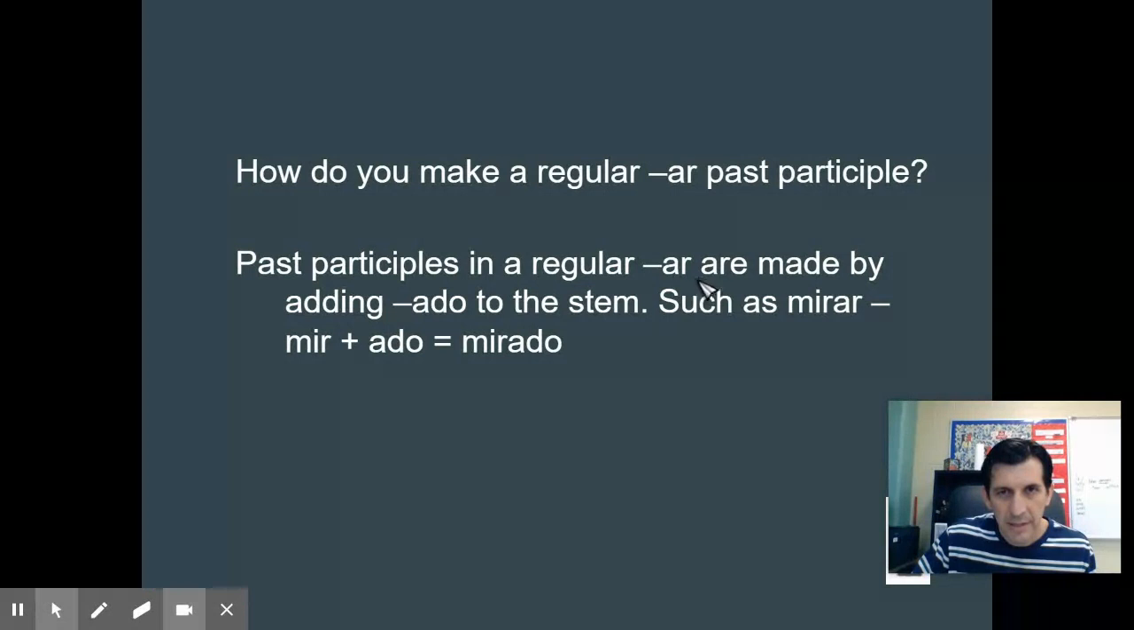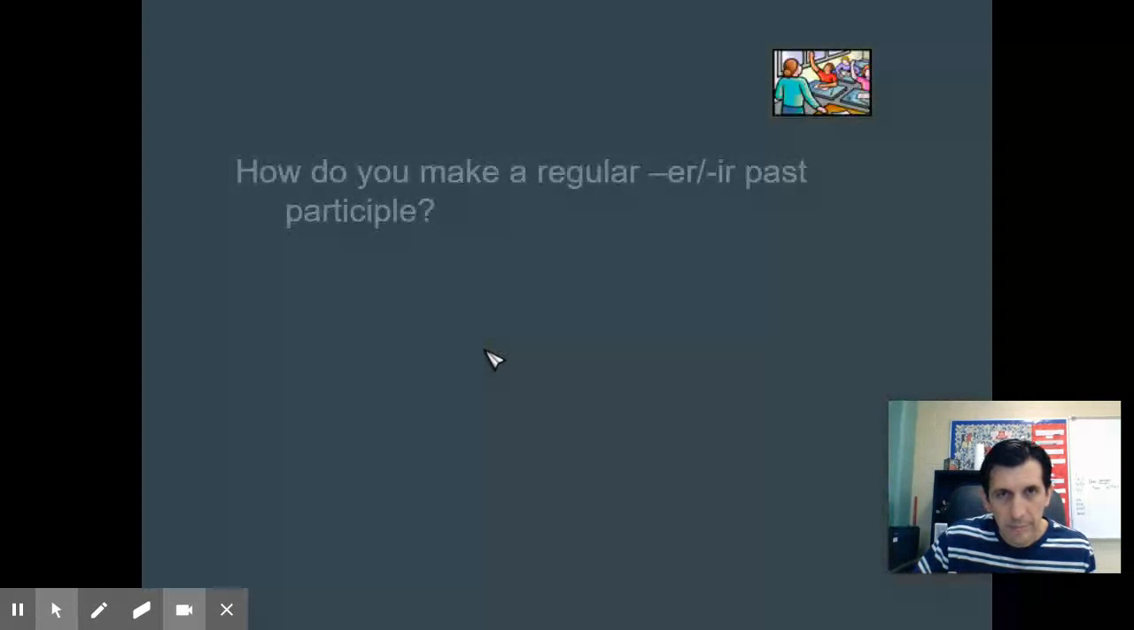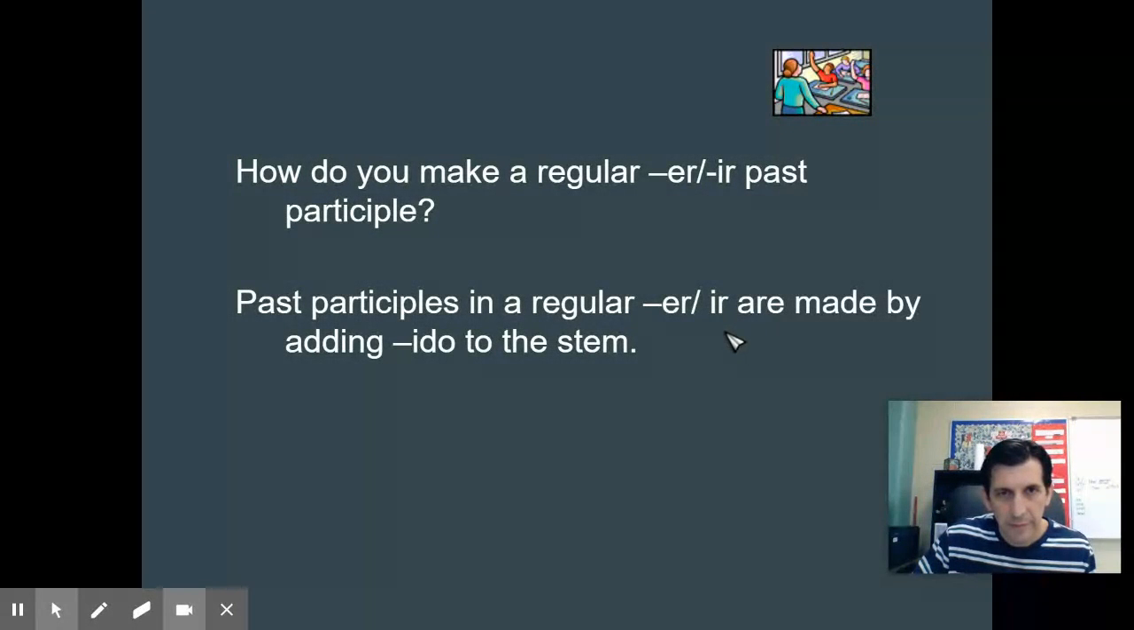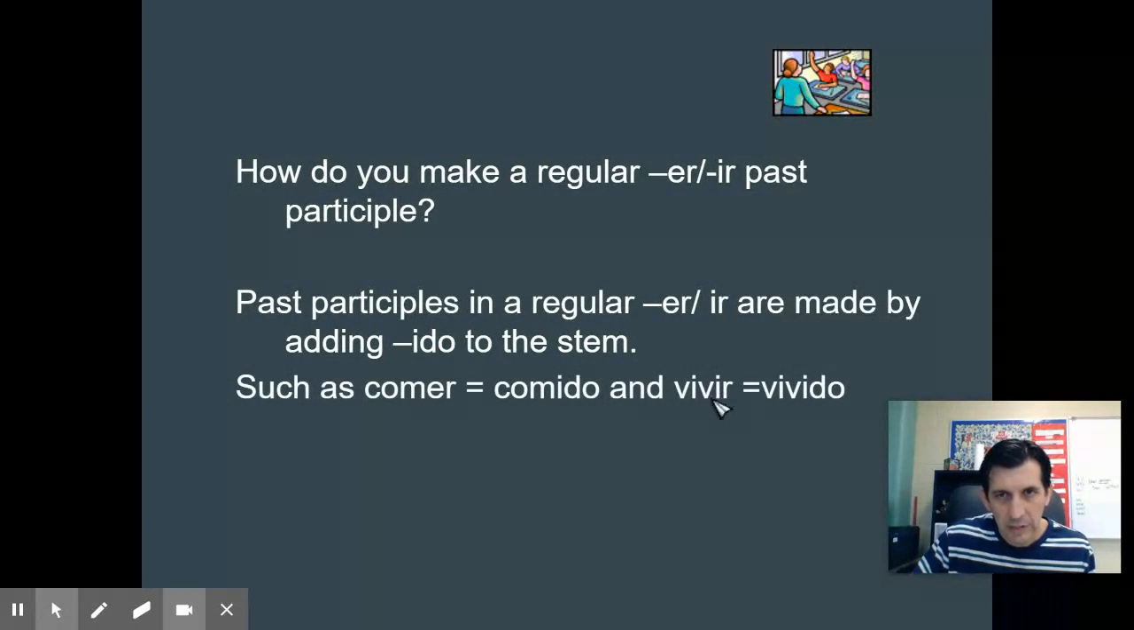Okay, so this explains it. If it's an AR verb, we drop off the AR and we add ado. For ER and IR verbs, we add ido. So we take off the IR for vivir. Maybe I want to say I have lived here for 20 years. Yo he vivido aquí por 20 años.